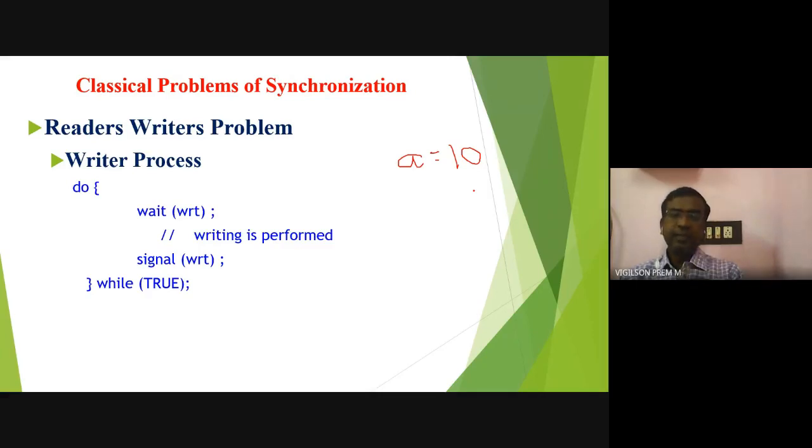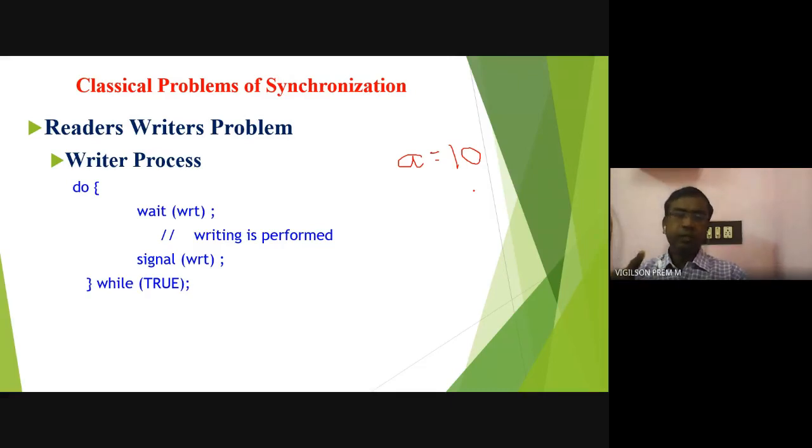I am just giving the concept. At the time of reading, writing should not happen. At the time of writing, reading should not happen. Like producer consumer, when producer is producing a job, consumer has to wait. When consumer is consuming the job, producer has to wait. When they are sharing a common variable counter, same thing. When a process wants to read some data, writer should not be allowed. When a process is writing the data, reader should not be allowed.